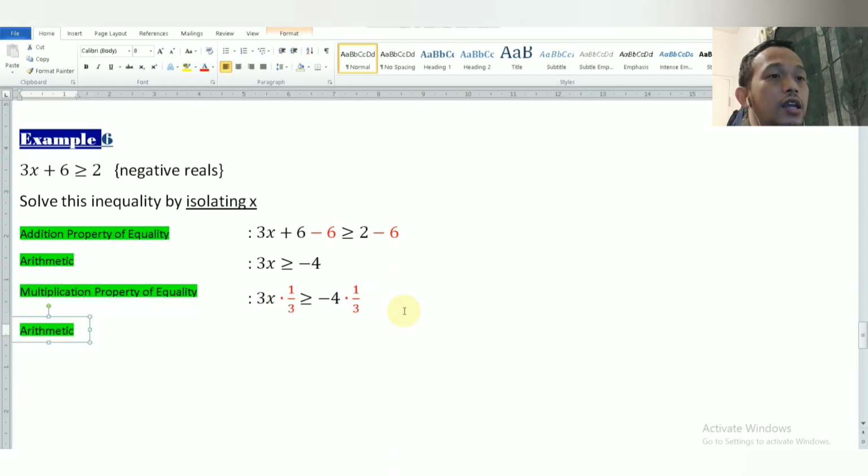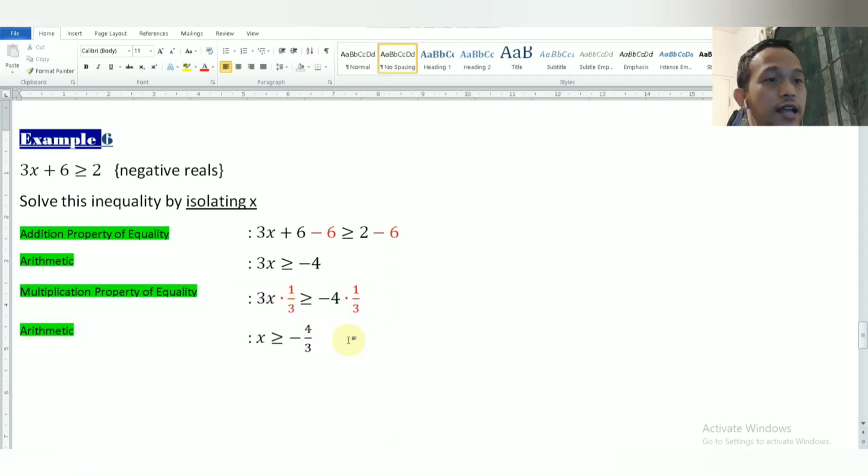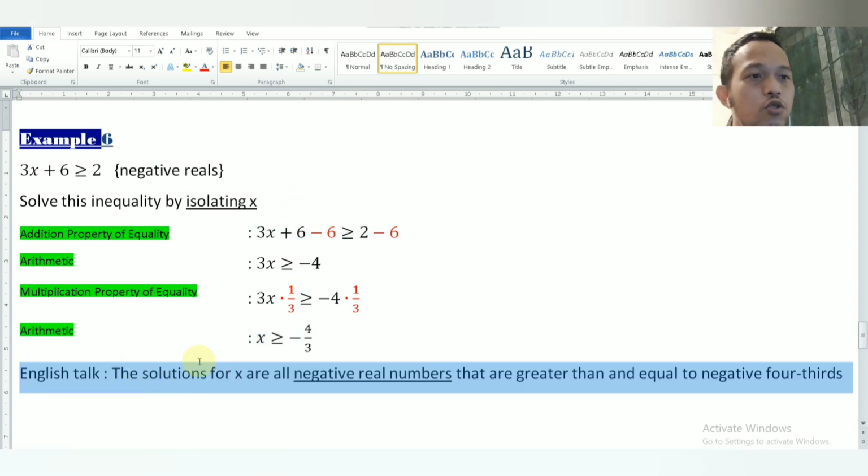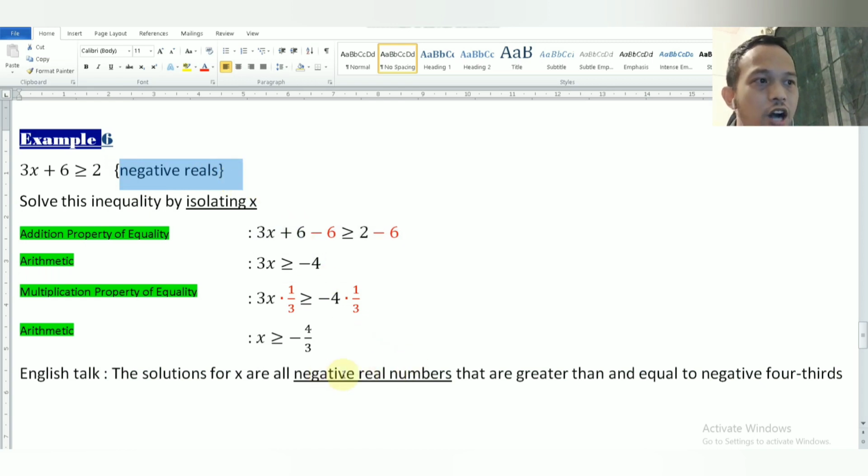In the end, this is the last statement, right? Just the same as the previous one. But if I translate it into English talk and combine this statement with its domain, negative reals, it becomes: the solutions for x are all negative real numbers that are greater than or equal to -4/3. Okay, so all real numbers, but they must be negative. Only negative real numbers. That is the difference.